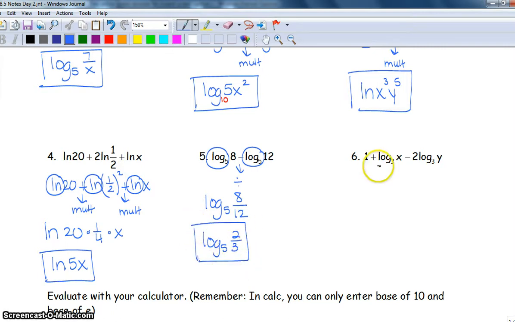Number 6, we've got 1 plus log base 3 of x minus 2 log base 3 of y. Notice that we've got a 1 there. And we talked about yesterday that sometimes everything cancels out, and that's how we get numbers without the log bases. So I'm going to kind of work backwards. Just like if you had 1 and you wanted to make it into a fraction and all of your denominators were 5, you would change that into 5.